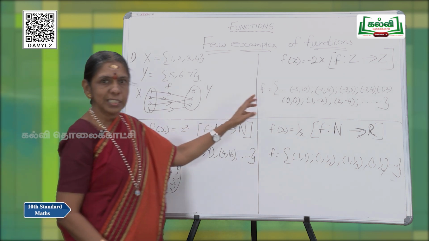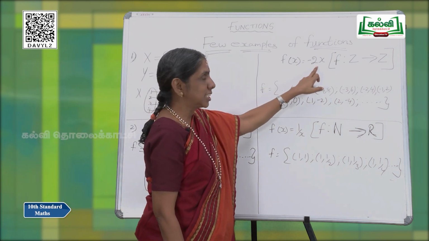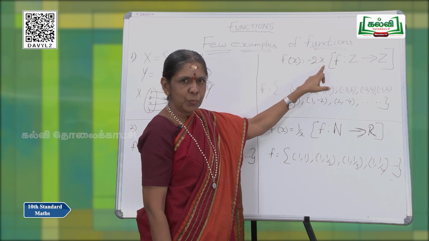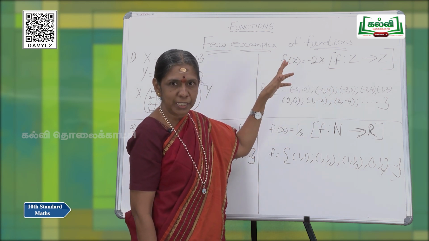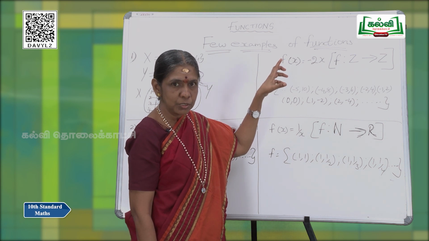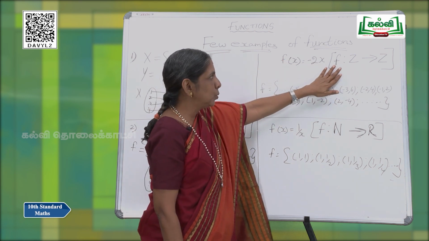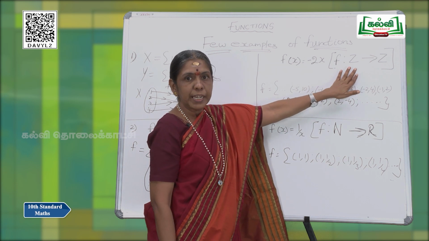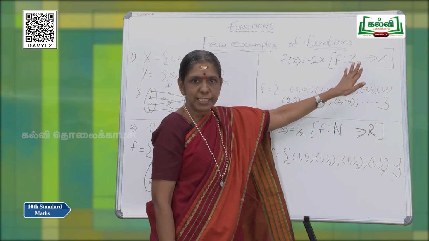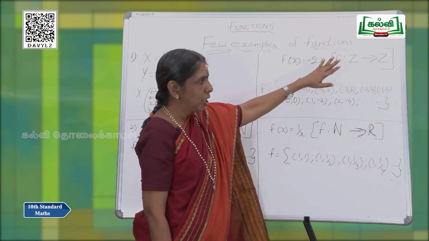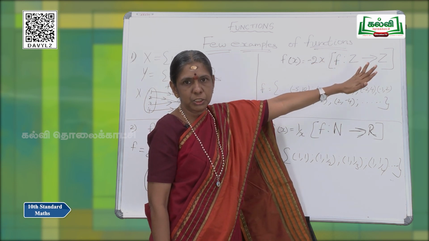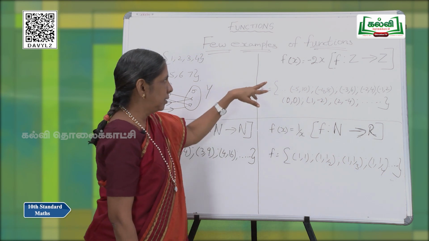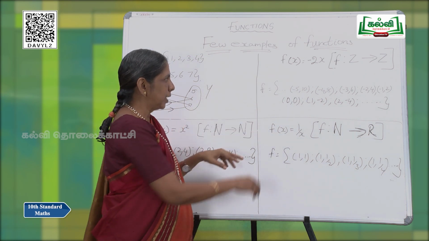Then we will go to the third example. f of x is equal to minus 2x. When you see minus 2, what set of numbers comes to your mind? Minus 2 belongs to integers. So, it is a function from integers to integers. Z represents the set of integers. So, we are going to see a function from the set of integers to the set of integers. f of x is equal to minus 2x.